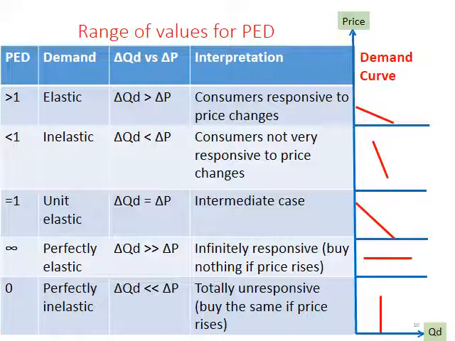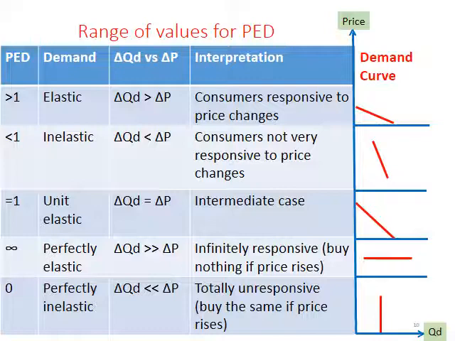And perfectly elastic is when price elasticity of demand is infinity, and the change in quantity demanded is very, very much higher than the change in price. The consumers are infinitely responsive. If we raise the price, they will not buy anything.